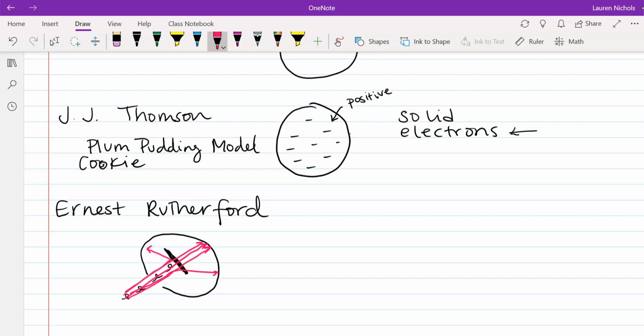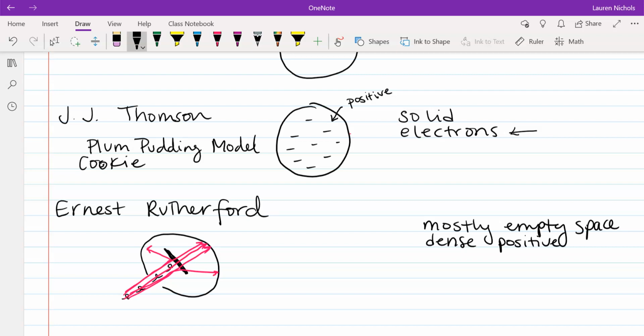And so what he realized was that the atom was mostly empty space, and that was why the particles were allowed to just go straight through the foil rather than bouncing back. And he discovered that there was a dense positive charge in the center. He called that dense positive charge in the center the nucleus. And that was a pretty big deal.